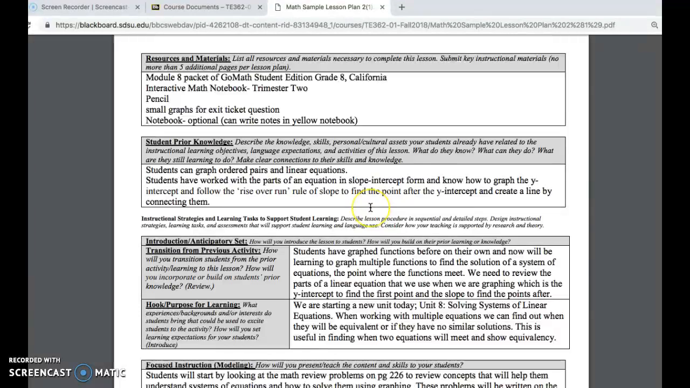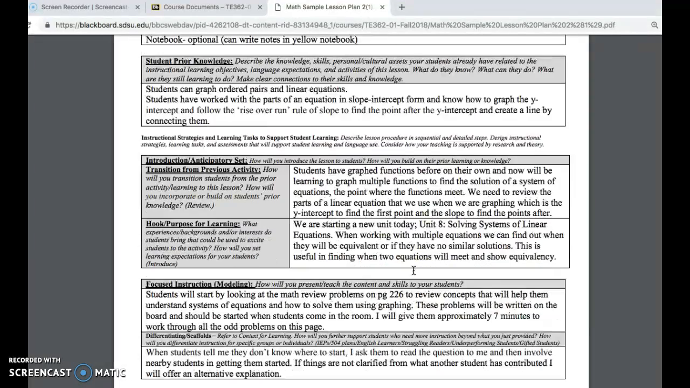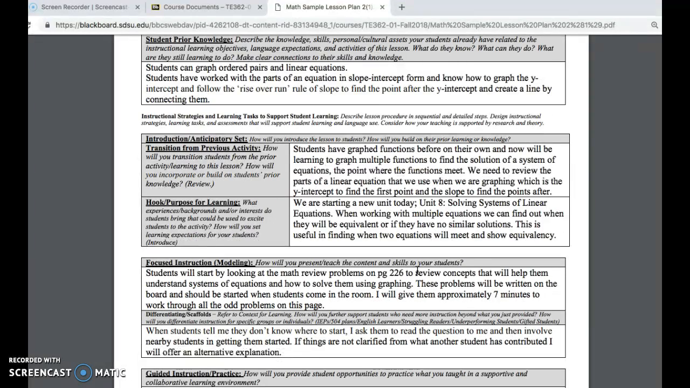And then this is the prior knowledge that they learned previously. They started learning about this actually in 7th grade, which is graphing pairs and linear equations, and working with parts of an equation as slope-intercept form, rise over run. And then she introduces and transitions by going from single linear graphs to multiple linear graphs, showing the comparison. And the hook is starting this new unit and talking about it.